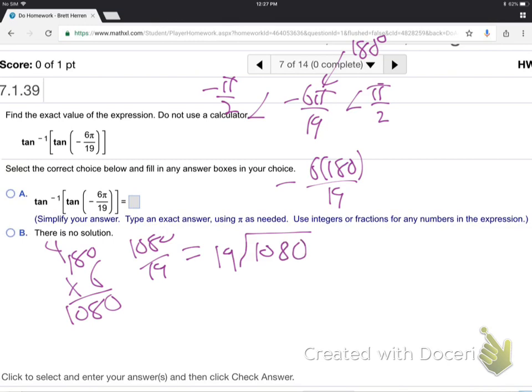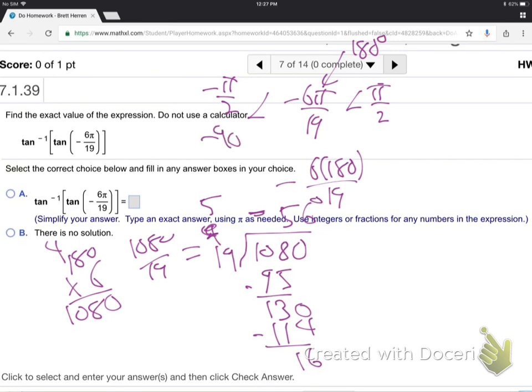Remember how to do all that? What's that go? 5 times? 19 times 5 is 95, 13 left. Bring down the 0. It's a little bit of a pain. 6 times 9 is 54, 6 times 1 is 6, 114. So it's 56 and change. So it's negative 56 degrees and a little bit of a remainder.